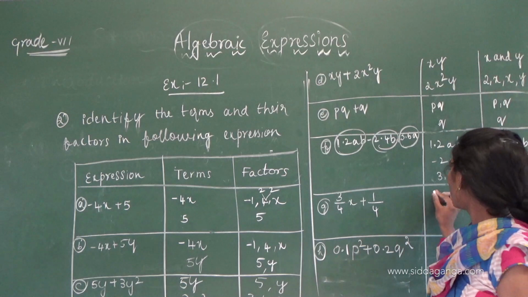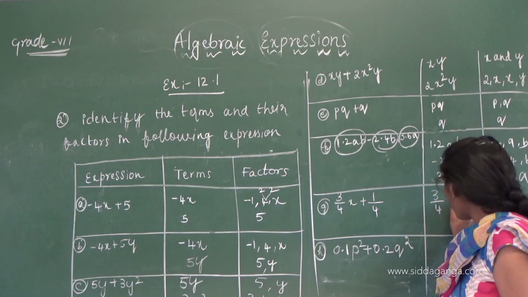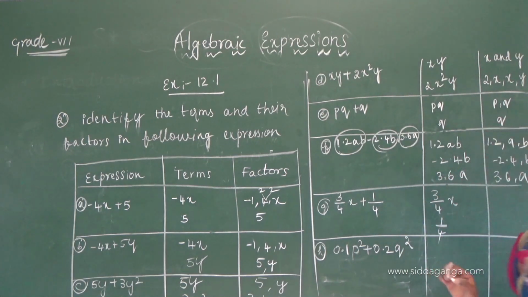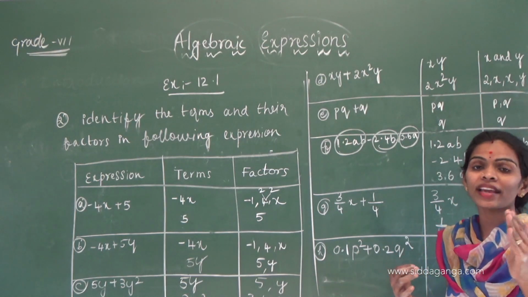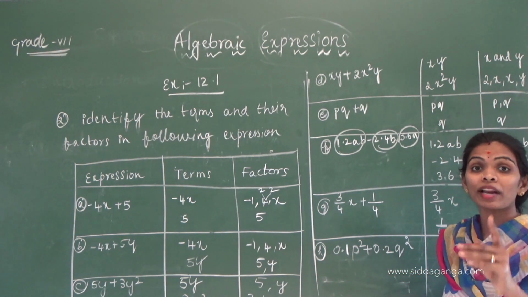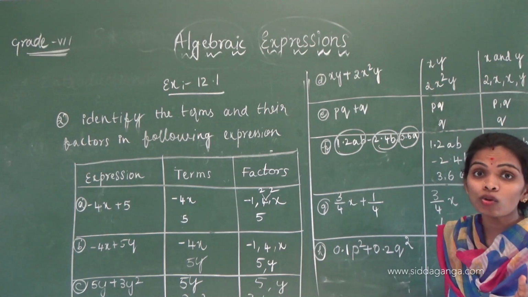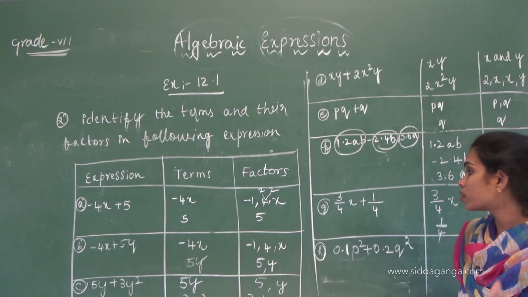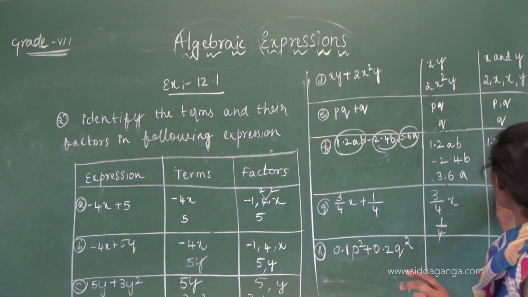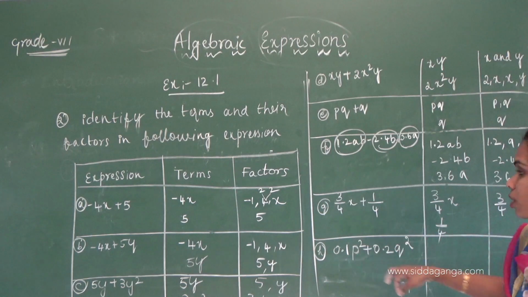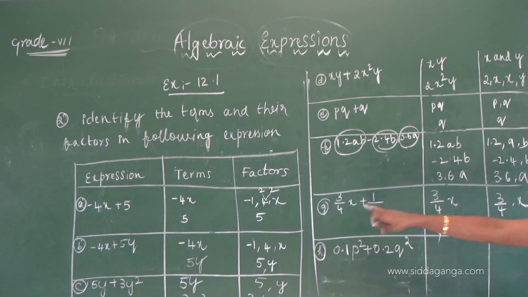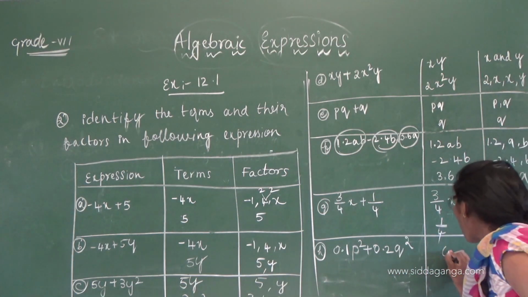And then here 3 by 4 x, 1 by 4. Multiplication and division are no problem for us, because we have to separate the given expression by using only the fundamental operations plus and minus to divide it into terms. 3 by 4 x and 1 by 4 are the terms of this algebraic expression; 3 by 4 and x are the factors of the first term.